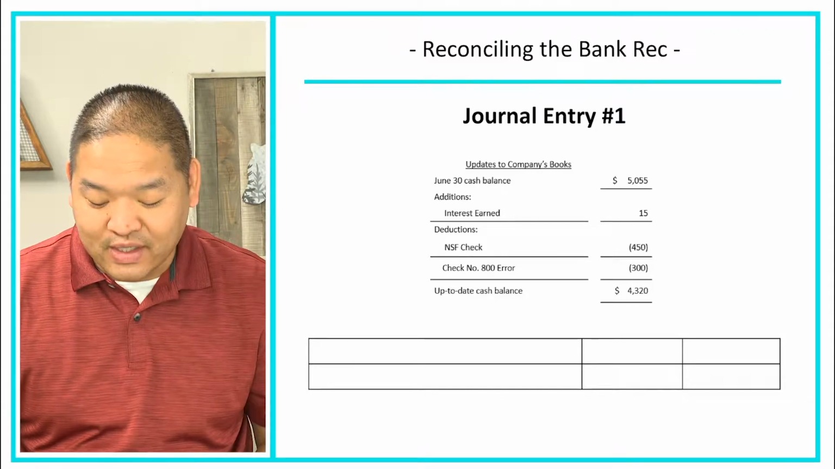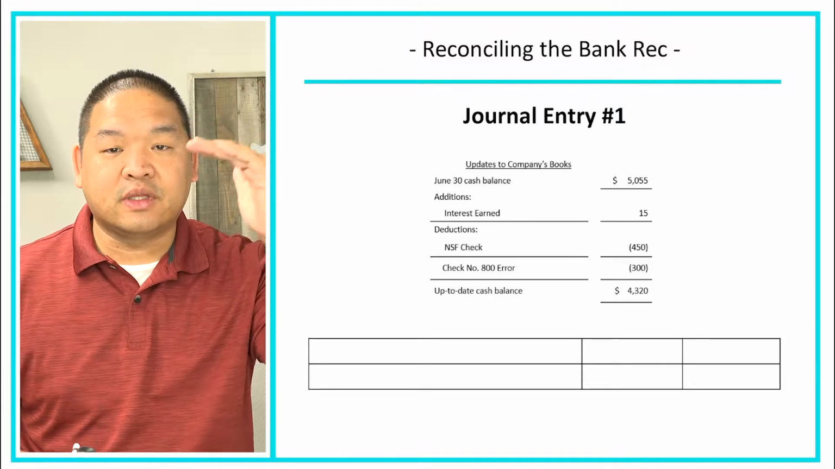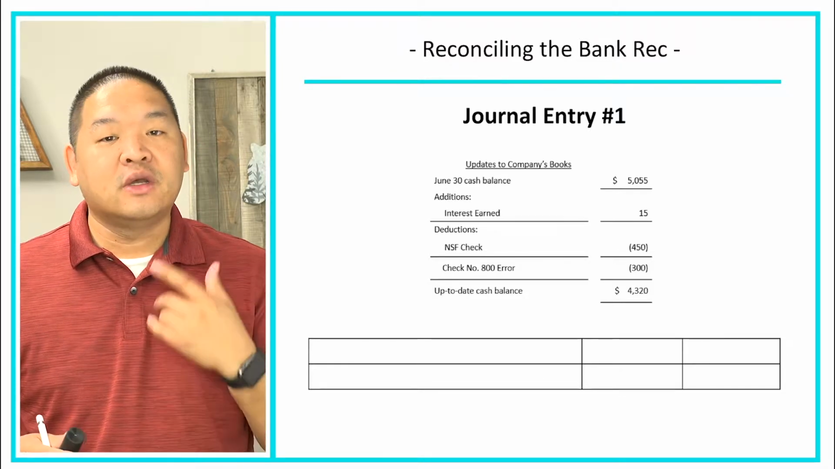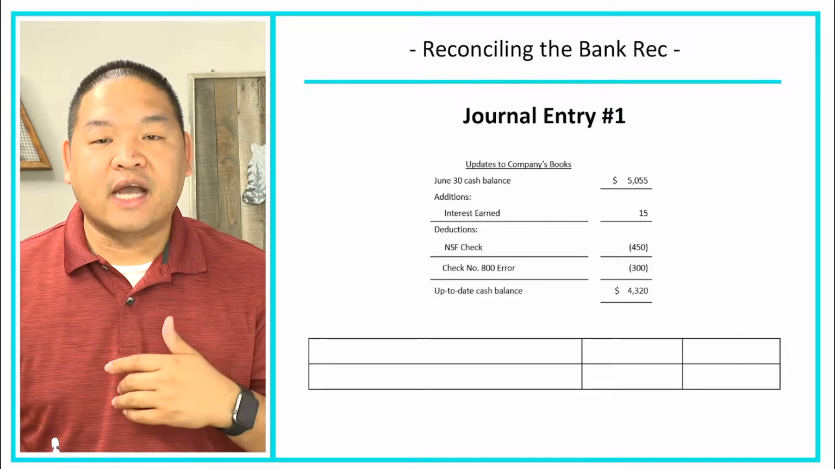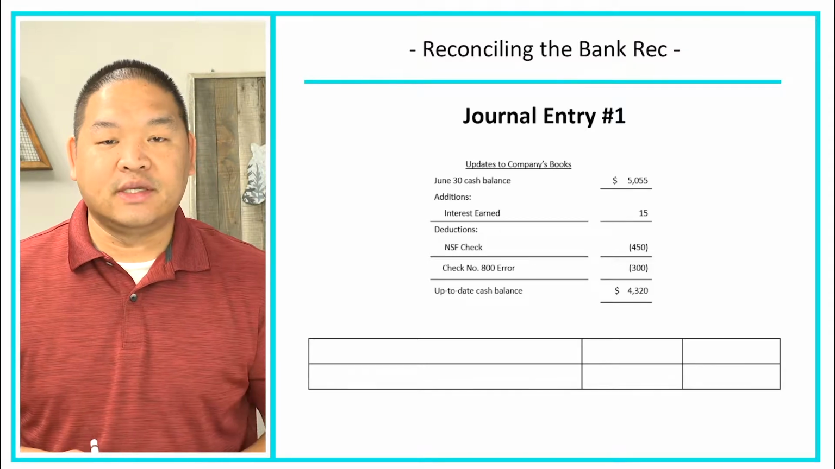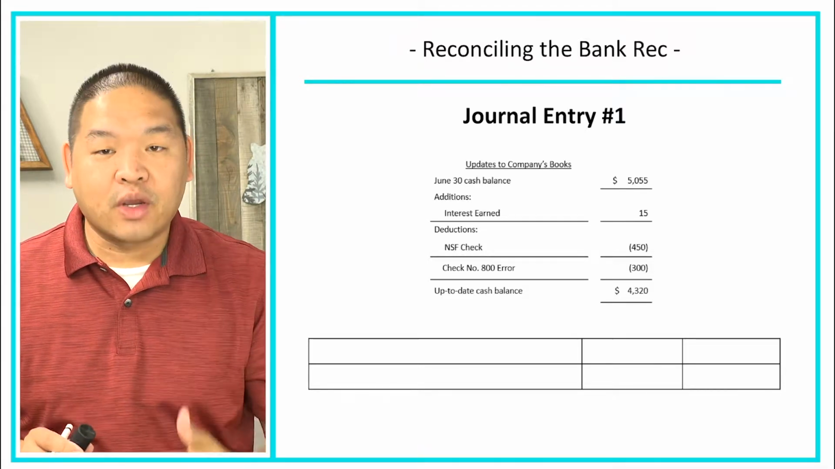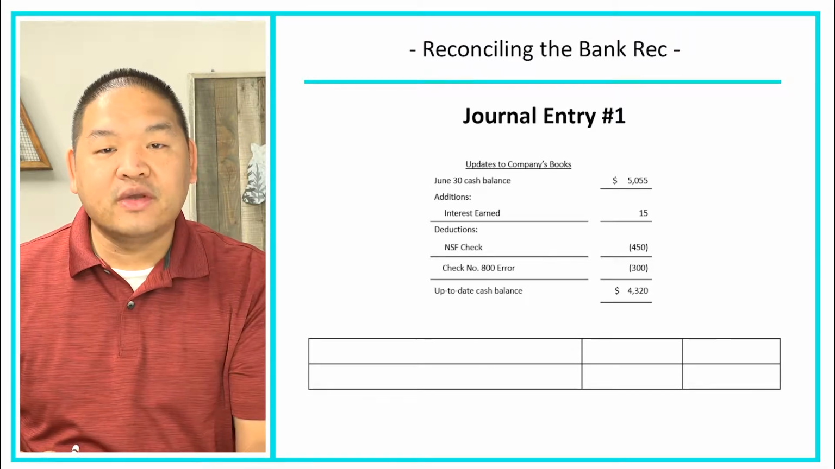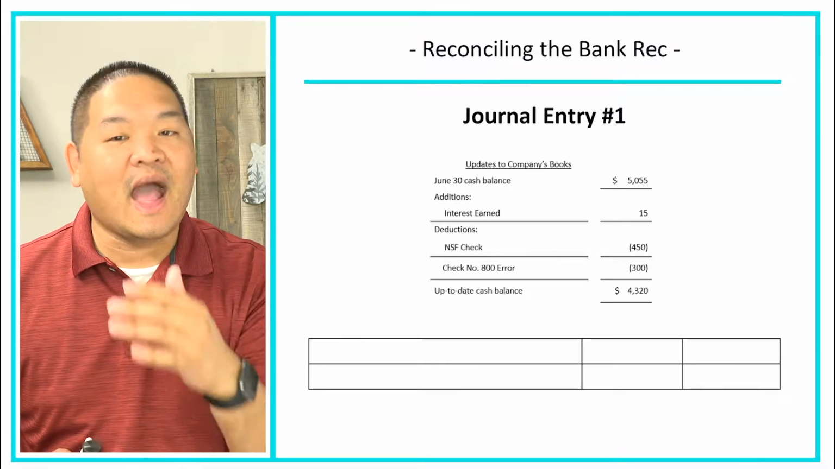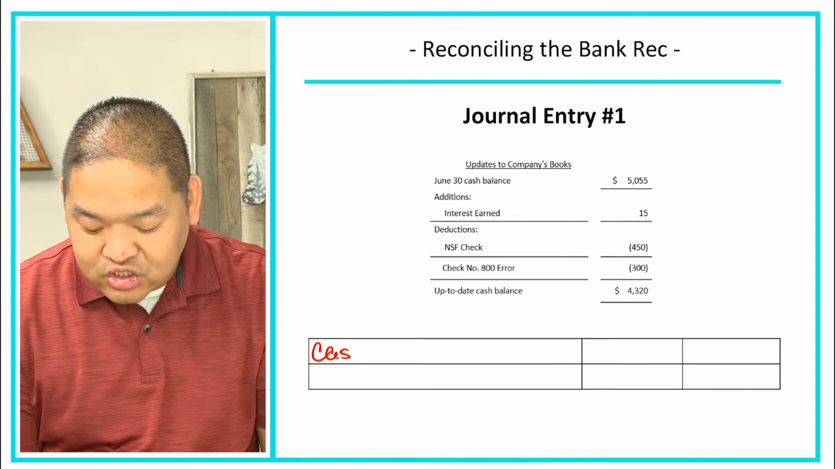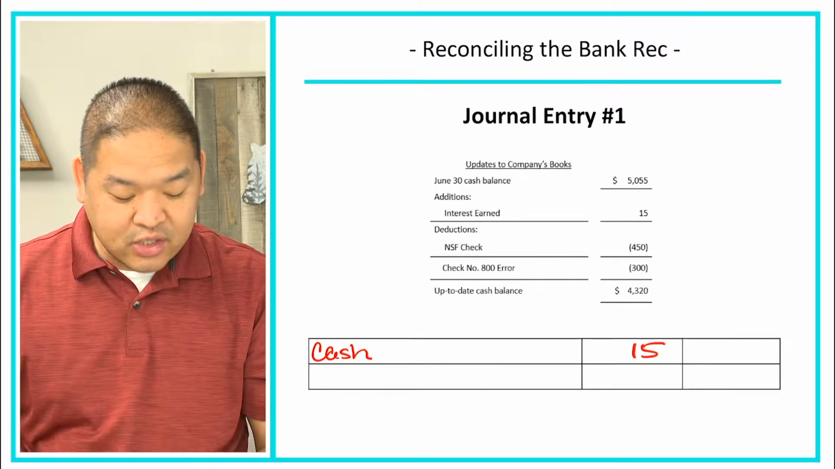So we're going to start with the first one here. So we look at the first adjustment. The first adjustment is interest earned. So the first question is, is cash going to go up or down based on this entry? Well, if we've earned interest, that means we have more cash. So if we're increasing cash, we are going to debit cash. So we've already got step number 1 done. We're going to debit cash for $15.